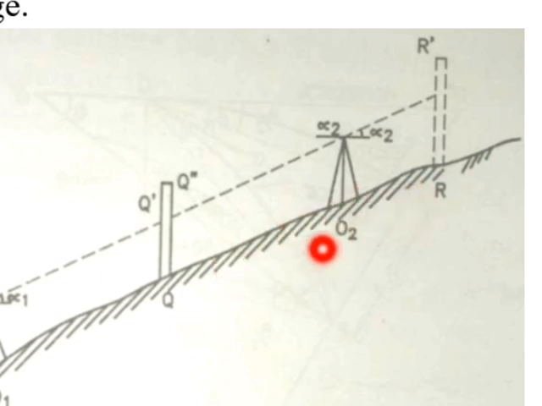Next, shift the instrument to the station O2 midway between Q and R, not exactly in the middle, just midway anyway. Make the line of collimation parallel to the slope of the ground and clamp the telescope, though it is already done. Take a backsight Q double dash on the staff held at the turning point Q. Measure the vertical angle alpha 2. So RL of Q double dash will be RL of Q plus QQ double dash.